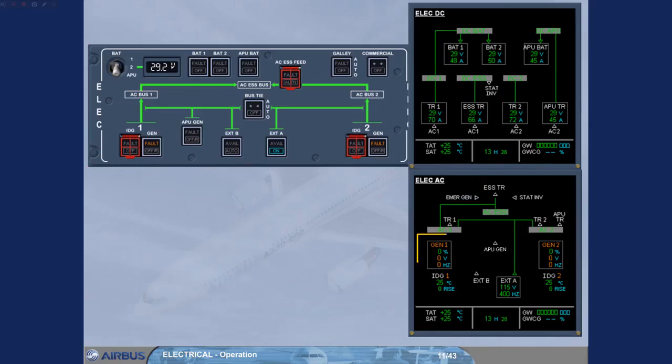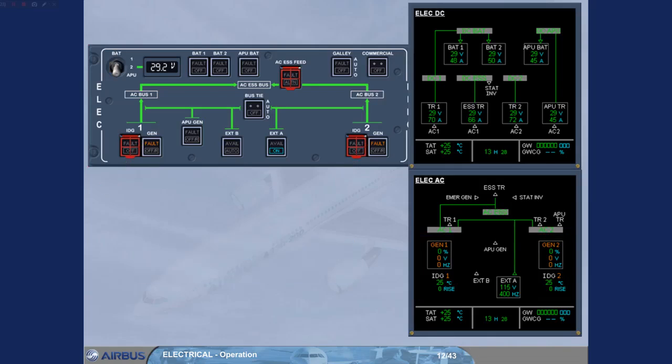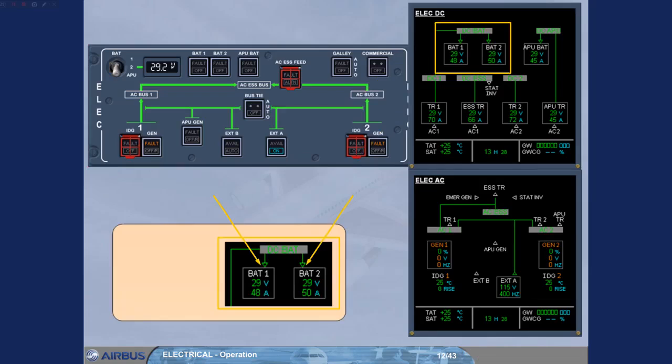Notice that as the engines are not running, the indications of the associated generators and engine numbers are in amber, and fault is illuminated in amber on the generator push-button switch. You can see the green arrows which indicate that the DC bat bus is charging batteries 1 and 2. Notice also that the DC APU bus is charging the APU battery.